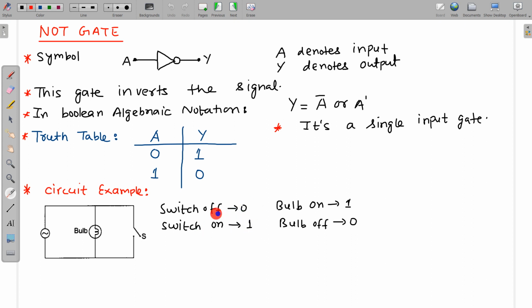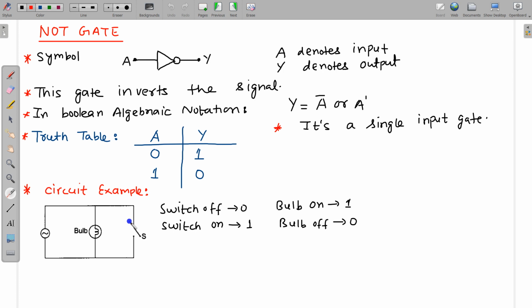If this is off, that means it is open, then the bulb will glow. So the bulb is on, and we denote this state of the bulb by 1. If this is closed, that means the switch is on and this is 1. If this is closed, then this will be a short circuit and no current will pass through this bulb, so this will be 0. So for 0 it is 1, for 1 this is 0. This is not exactly an example of a logic gate.